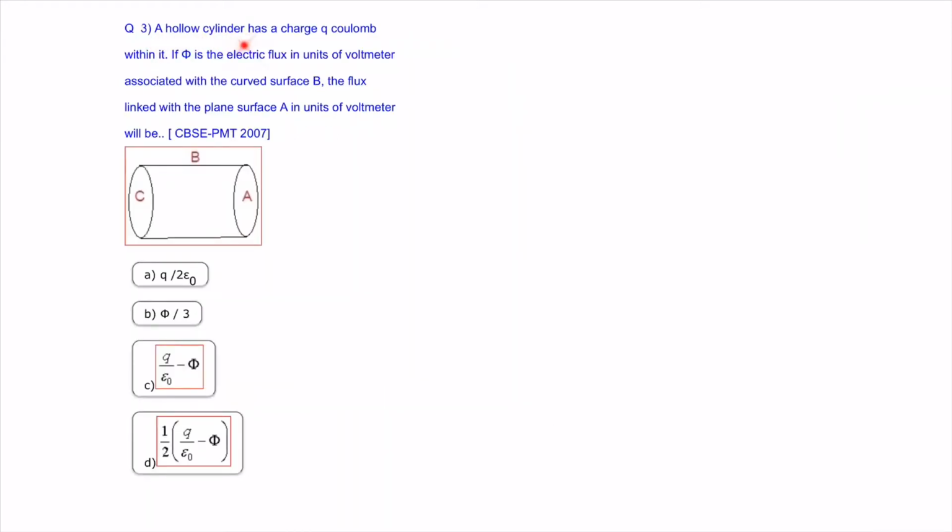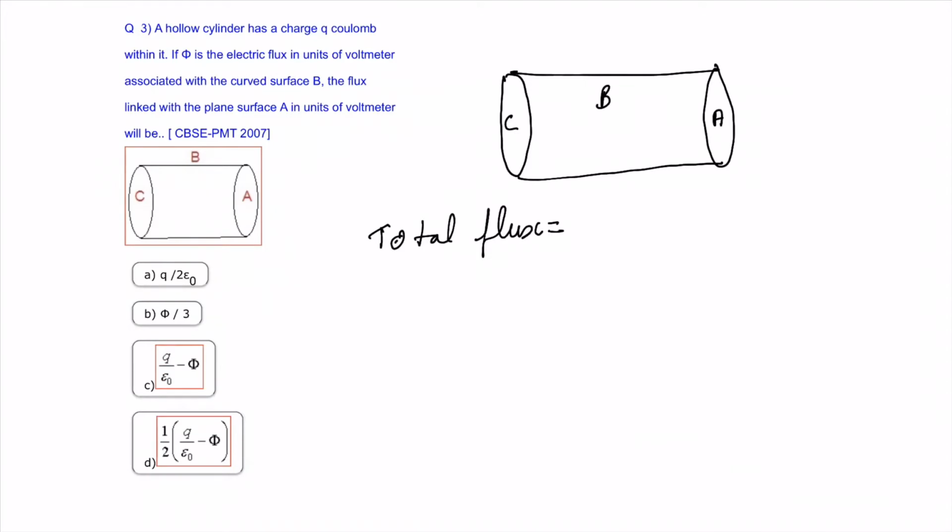A hollow cylinder has a charge q coulomb within it. If phi is the electric flux in unit of volt meter associated with the curved surface B, the flux linked with the plane surface A in unit of volt meter will be. And here these are the options. Here the total flux through the cylinder will be flux through C, flux through B, and flux through A. That means phi C plus phi B plus phi A.